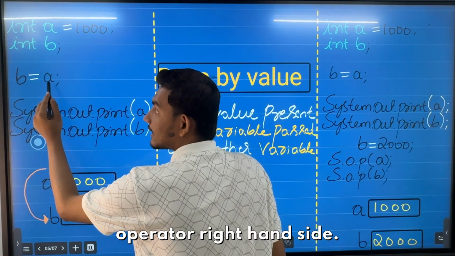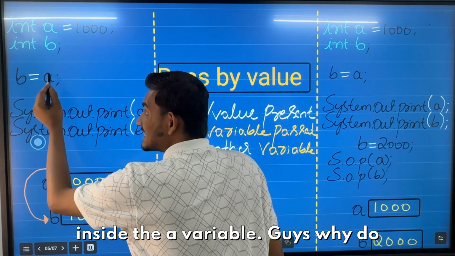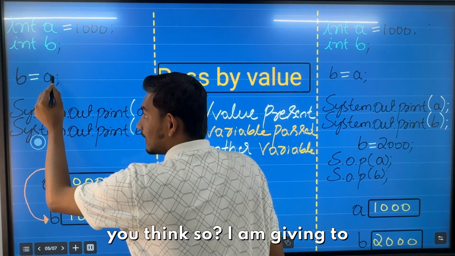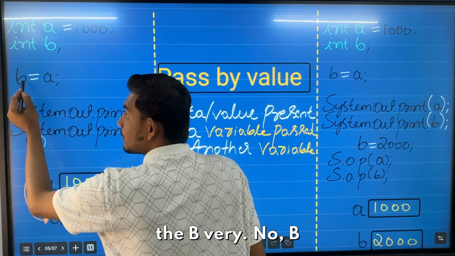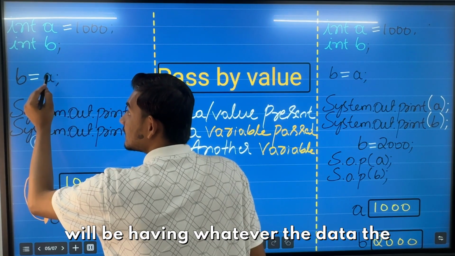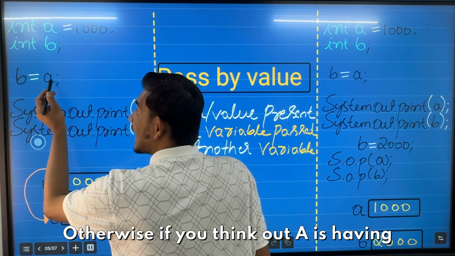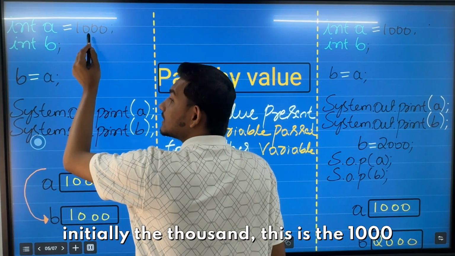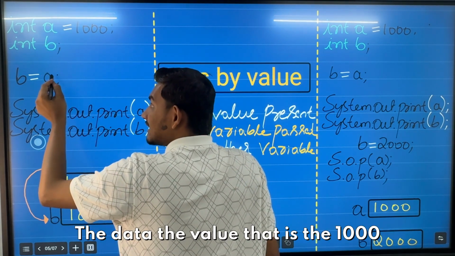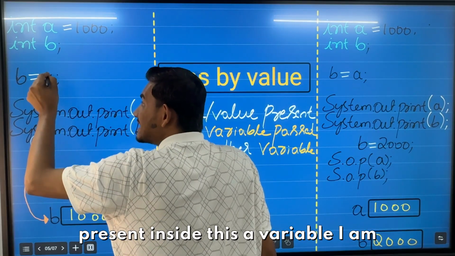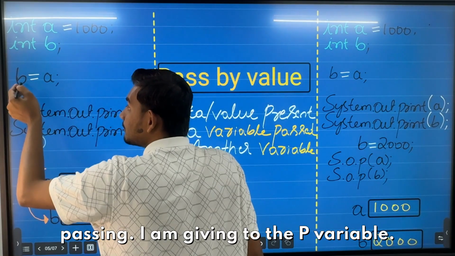Assignment operator, right hand side. Whatever the data, the value present inside the a variable, I am giving to the b variable. So b will be having whatever the data, the value present inside the a variable. Now guys, a is having initially 1000, the value I had assigned to a. Now the value 1000 present inside this a variable, I am passing, I am giving to the b variable.